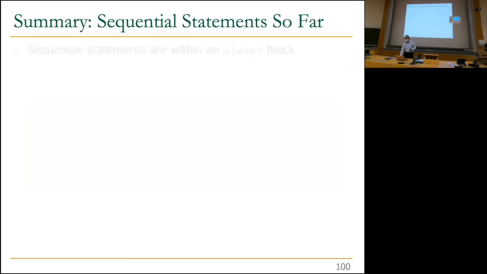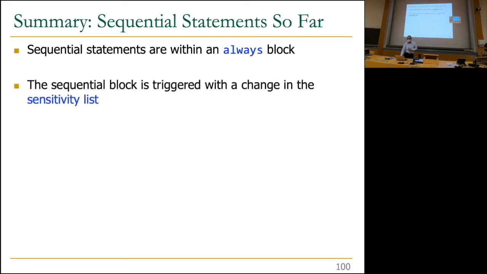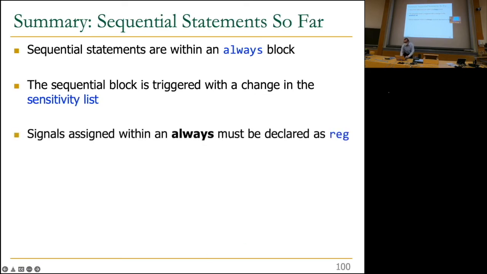But this is our summary of sequential statements so far. Sequential statements are always within an always block. That's kind of interesting, always within an always block. The sequential block is triggered with a change in the sensitivity list, don't forget that. And signals assigned within an always must be declared as reg.